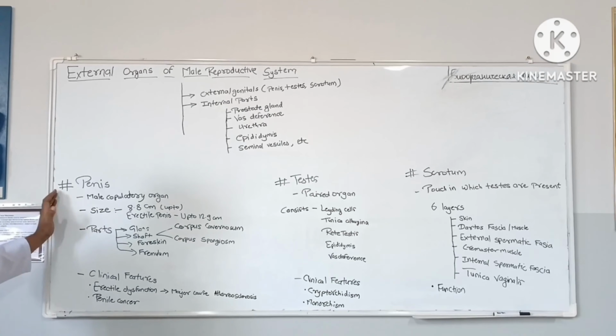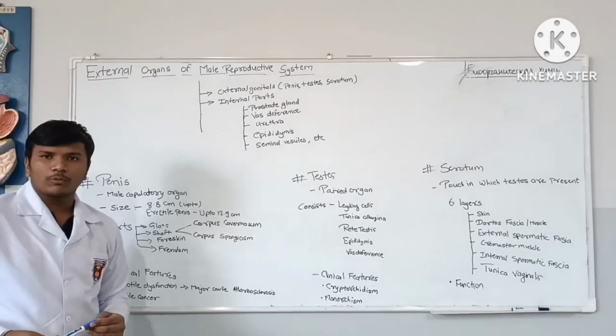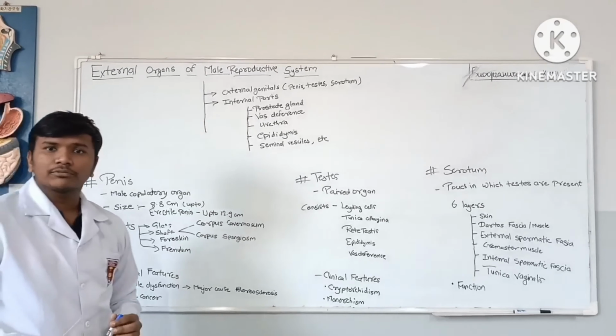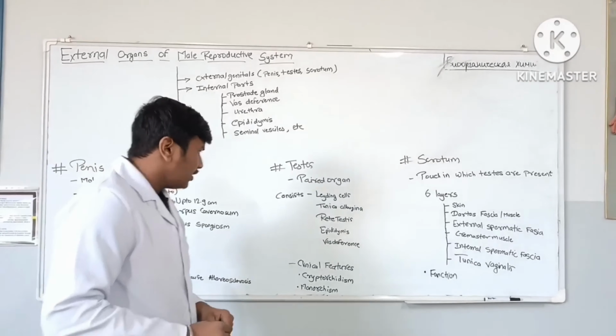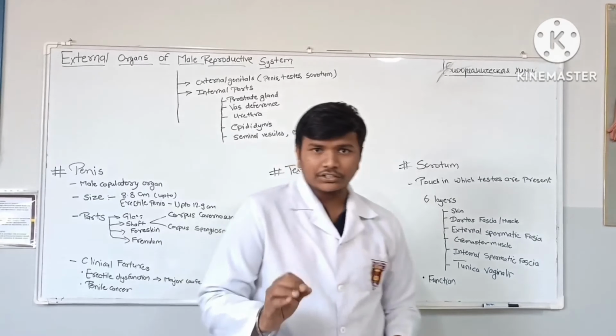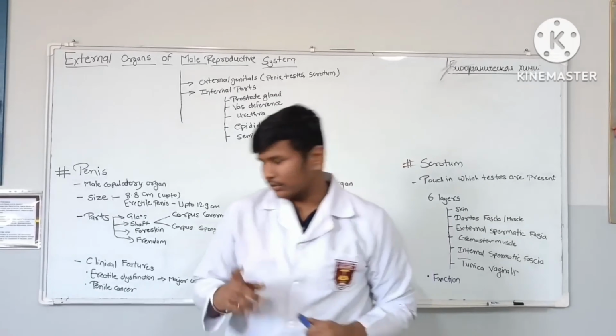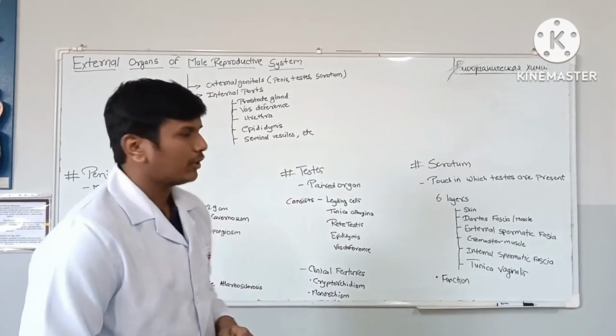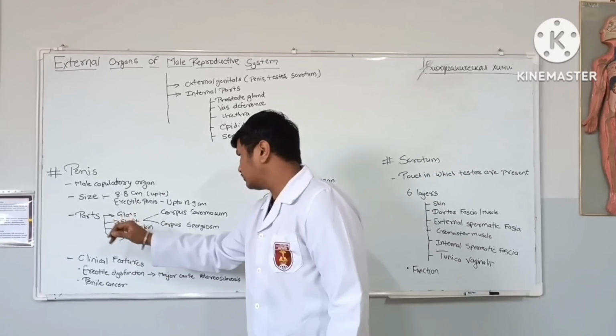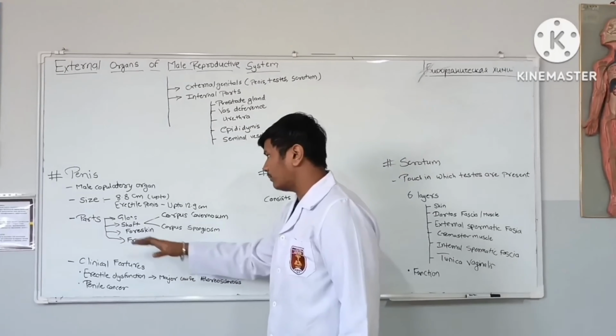Now we will see about the penis. The penis is the male copulatory organ. It reaches its maximum size at puberty. Its size is from 8.8 cm to 12.9 cm. When it is erect, it sizes up to 12.9. There are four parts of the penis: glans penis, shaft, foreskin and frenulum.